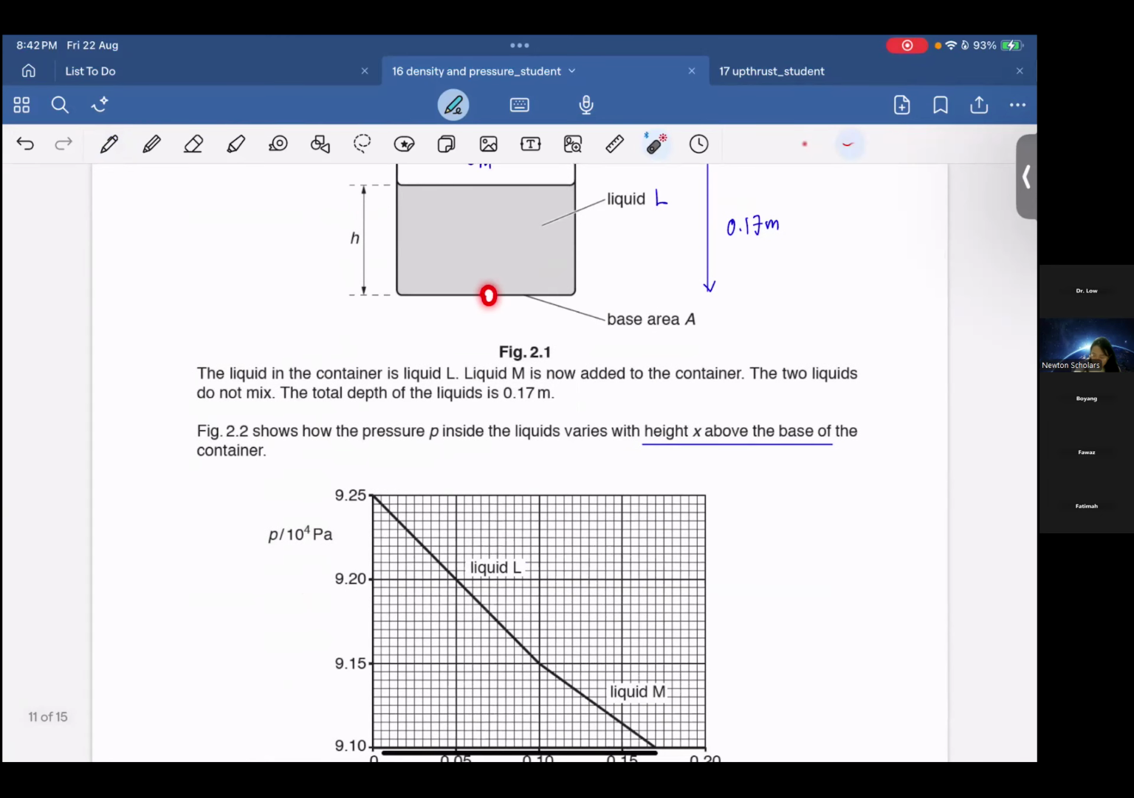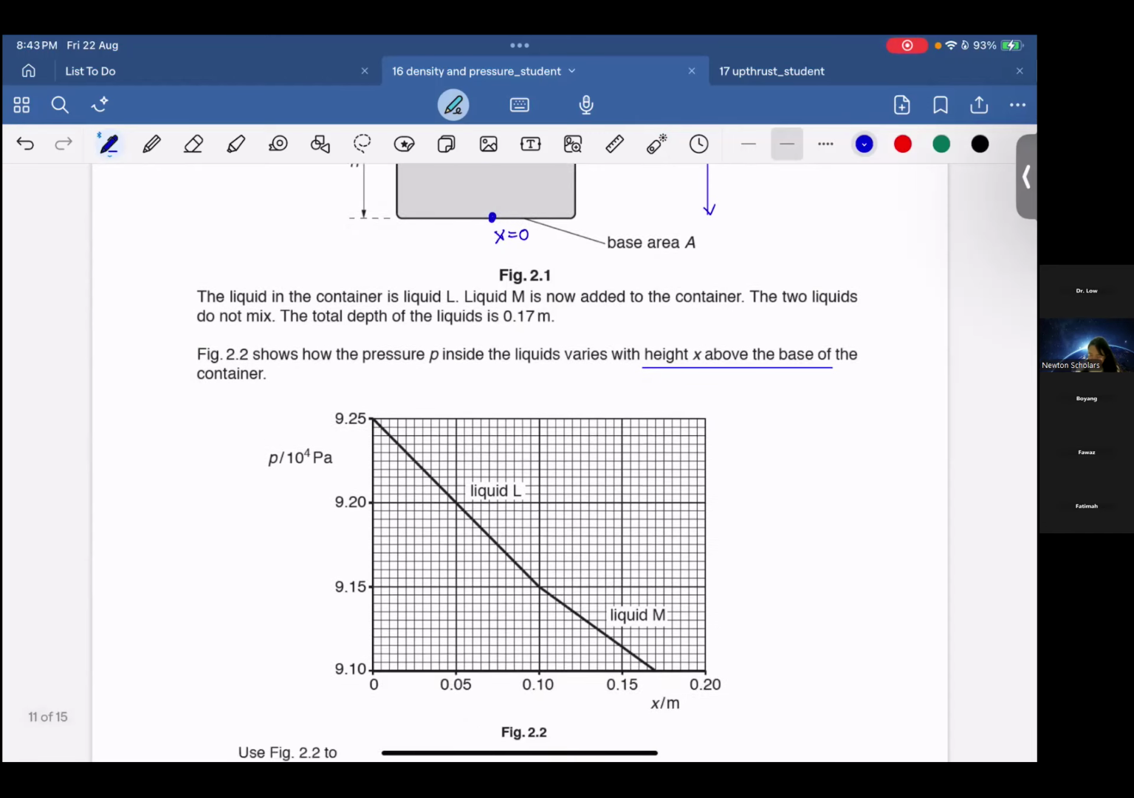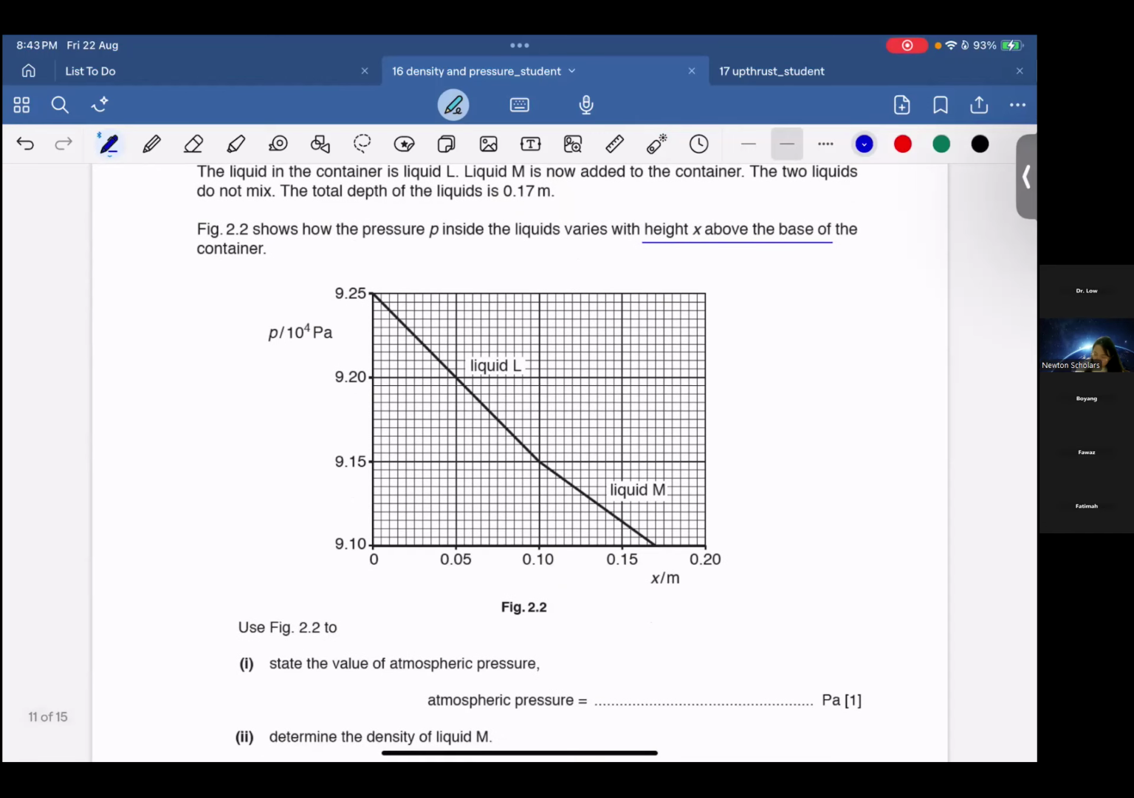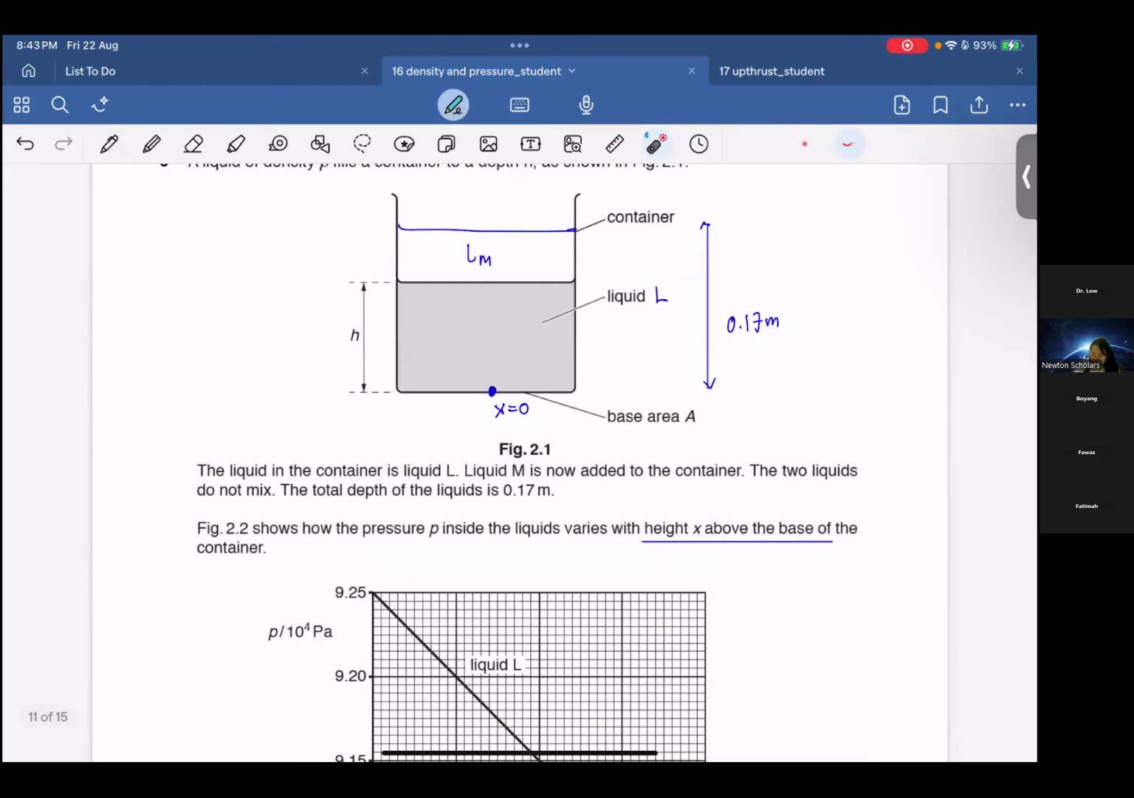Okay, so the x actually starting from here. X equals to 0 is starting from here. They say that the height x above the base. So that means that x equals to 0, they start from here. So x equals to 0 actually is at the bottom part at here.